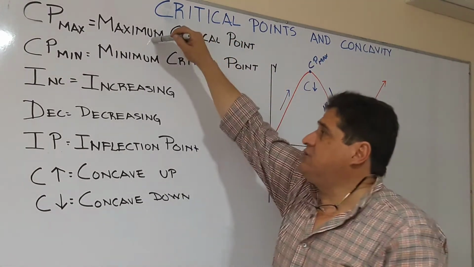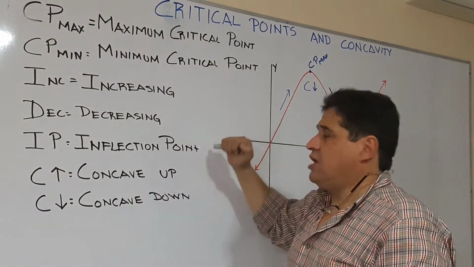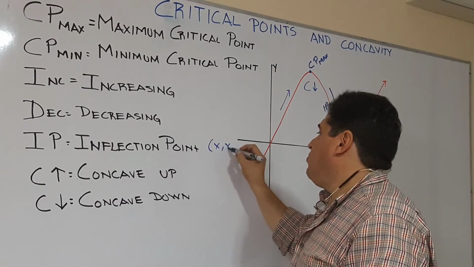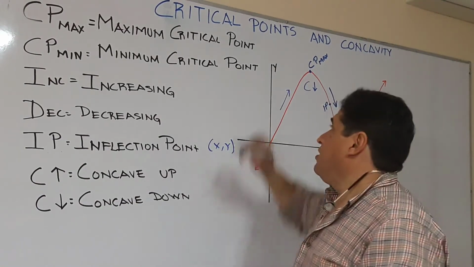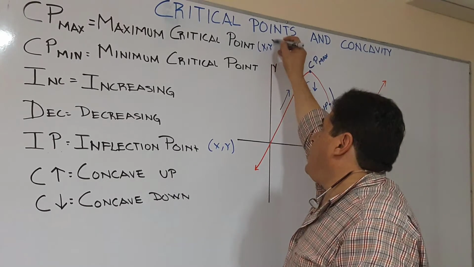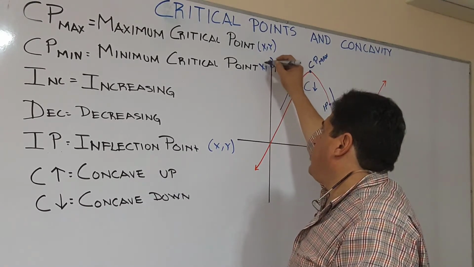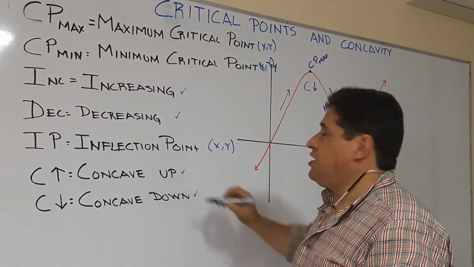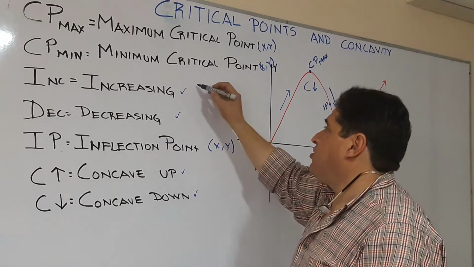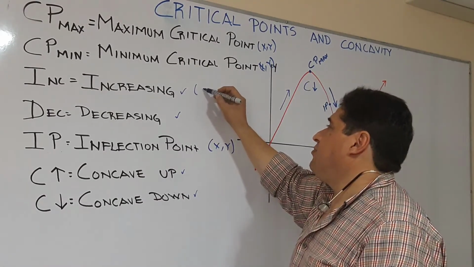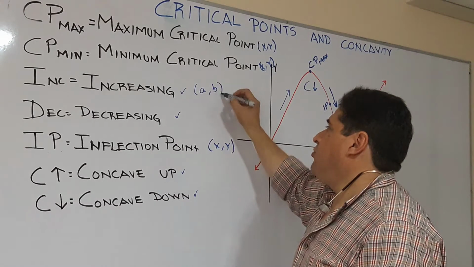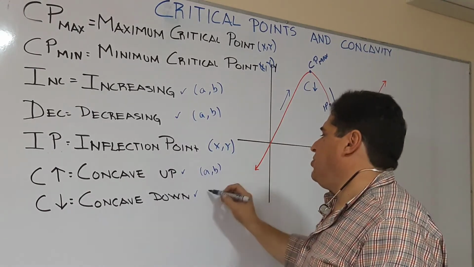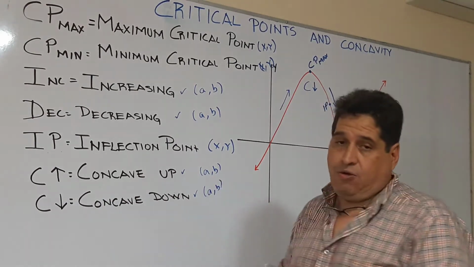Now, my critical points, as well as my inflection points, are going to be an X, Y coordinate. And the increasing, decreasing, concave up and concave down are going to be intervals. That means they're going to go from point A to point B. Okay? We're going to be determining which way it's going to go.